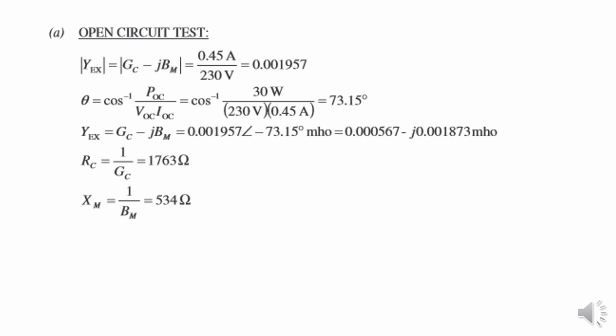Okay, so now we know the admittance magnitude, right? As you all know, power P is equal to voltage V into I into cos theta. So cos theta is equal to P divided by V into I. So theta is equal to cos inverse of P divided by V into I, right? Therefore, the P value is given, POC, which is 30 watts, VOC is 230 volts, IOC is 0.45 amperes. When we take cos inverse of this, we are getting the angle theta as 73.15, right? What is this theta? Theta is the angle between voltage and current.